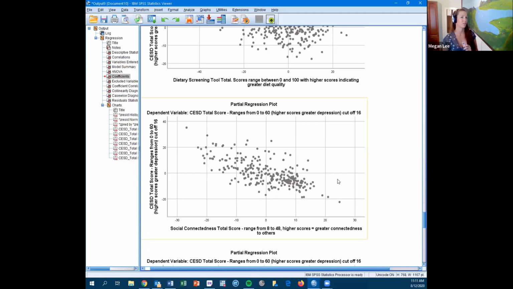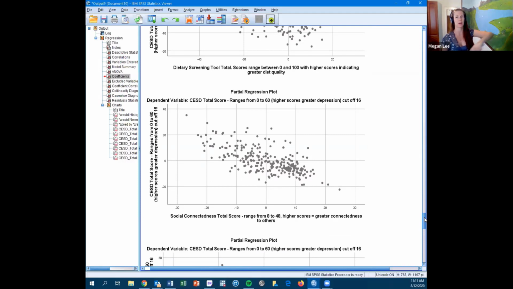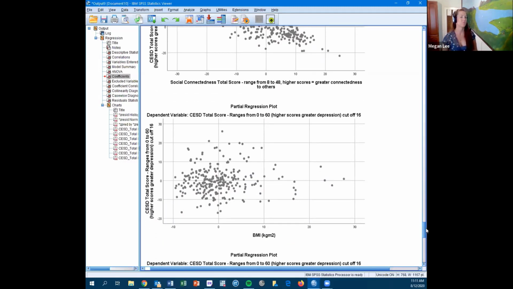Whereas up here with the diet, remember we couldn't see if it was on the incline? But that one, there's a very dramatic negative incline on that, isn't there? On the social connectedness scatter plot. All the dots are kind of going like this. Cool. BMI kind of doesn't look like there's any significant relationship. It's kind of on a straight line.